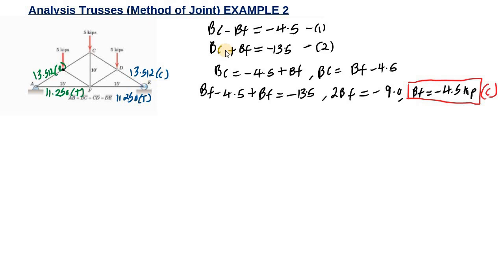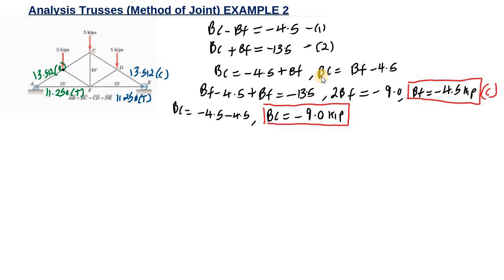Because we know BF, we can easily plug BF into any of these equations. Let's plug BF into this equation so that we can calculate for BC. So BC is equal to BF, which is negative 4.5, minus 4.5. Negative 4.5 minus 4.5 is negative 9.0, so BC is equal to negative 9.0 kip.